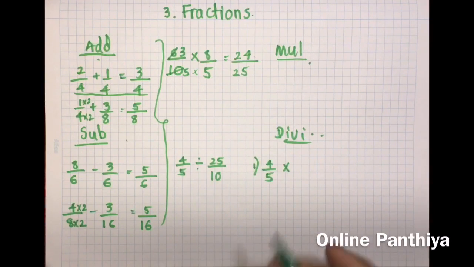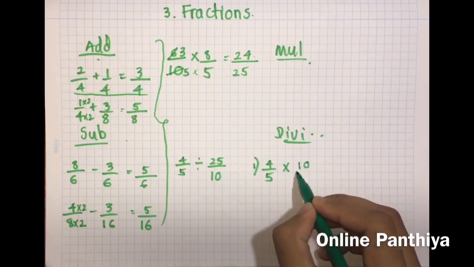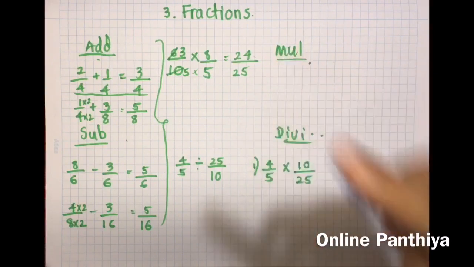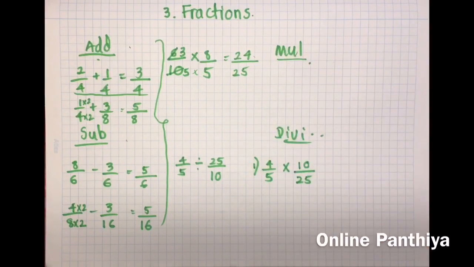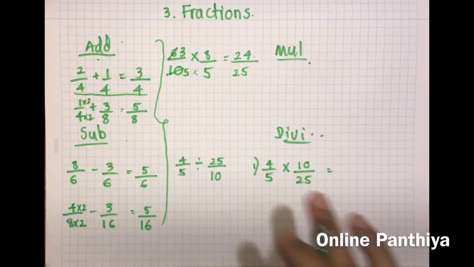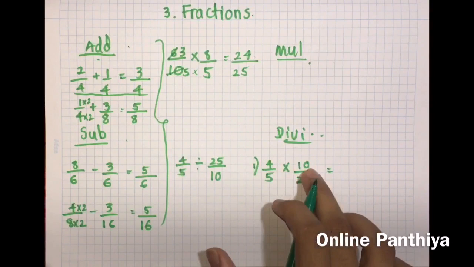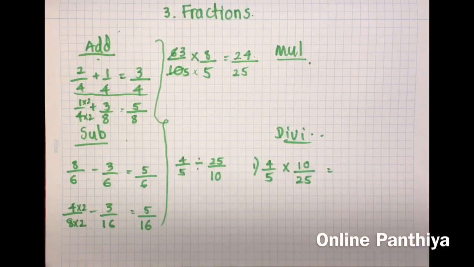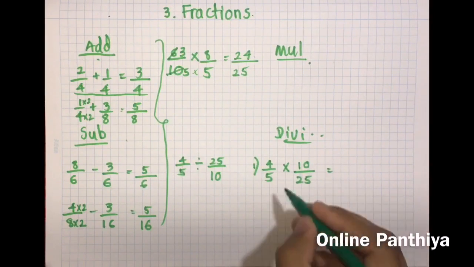That is, you call it reciprocal. So you write 10 over 25. Now this looks like our normal multiplication. How do you solve? The normal step is just multiplying the numerator and the numerator, denominator and the denominator. So in case you can simplify it, up and down you can simplify, okay?